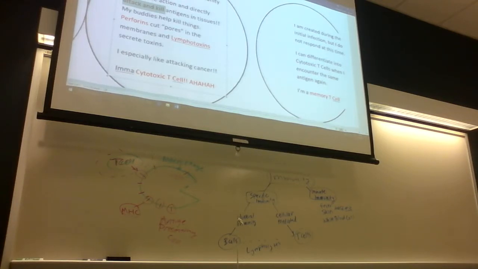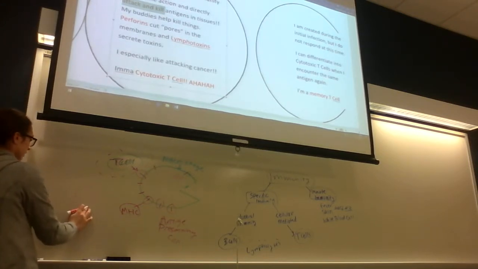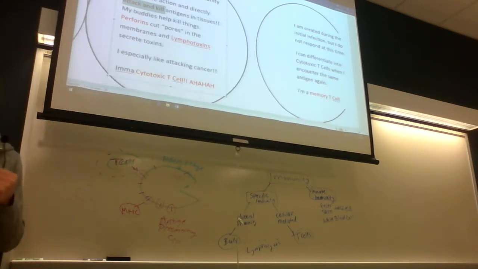There's perforins, and perforins cut pores into things, right? Because if you have a cell and it has pores in it, then you can destroy it a lot easier. So that's what perforins do, cut pores. And then you also have lymphotoxins, and these are just things that secrete toxins. These kind of help cytotoxic T cells. Cytotoxic T cells, I don't know for some reason, but they really like attacking cancer. So it's quite a bit to be throwing at you, but so that's a cytotoxic T cell.